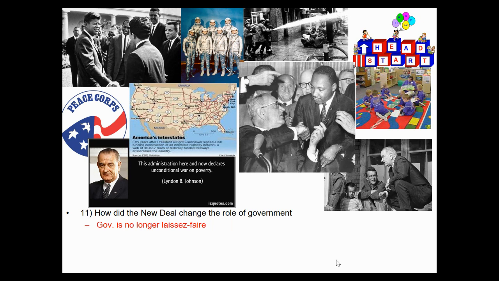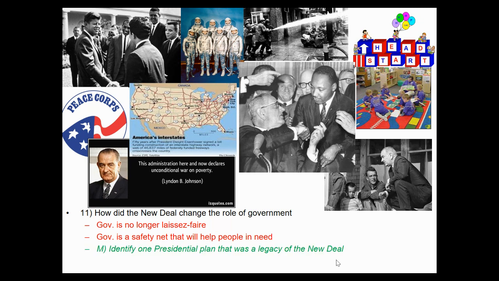The government's job is not just to protect your life, liberty, and property. It's to make sure that you have a decent, fair standard of living, right? And the government will be a safety net when people are in need. Now, the reason why this is important is, I want you to think, can you identify up above me are 2 presidents, 2 of my favorite presidents, right, that are a legacy of the New Deal. But what are some of these legacies that you want to understand?